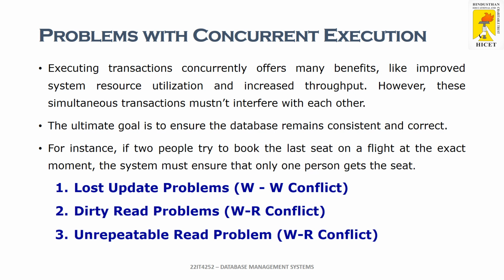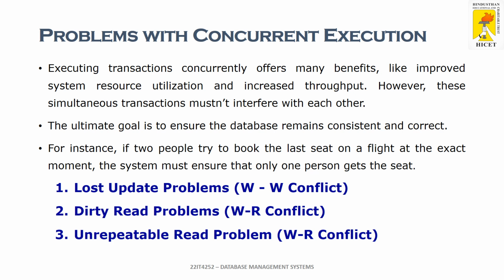For instance, if two people are trying to book the last seat of a particular flight at the exact same moment, the system must ensure that only one person will get the ticket. Even though the two people are competing with each other at the same moment, one user can get the ticket, and the other user cannot. So while having that kind of concurrent execution, what are the problems generally faced by a database?